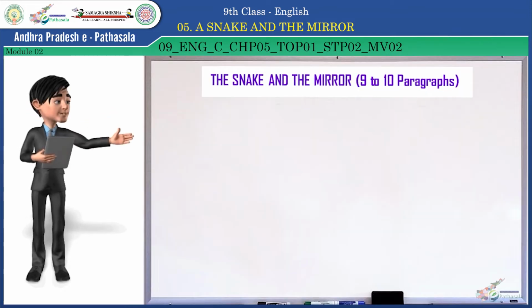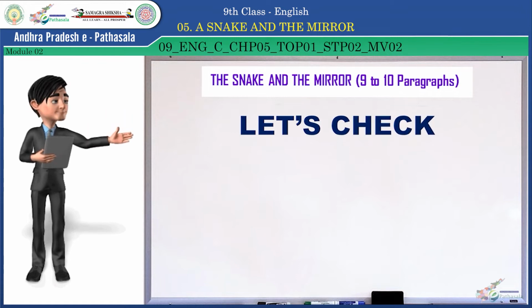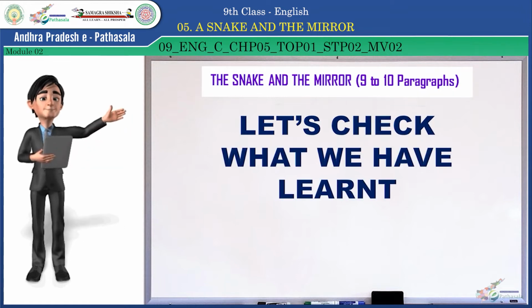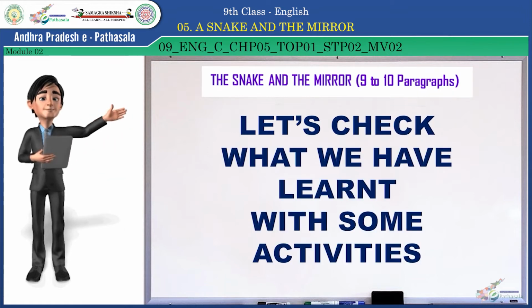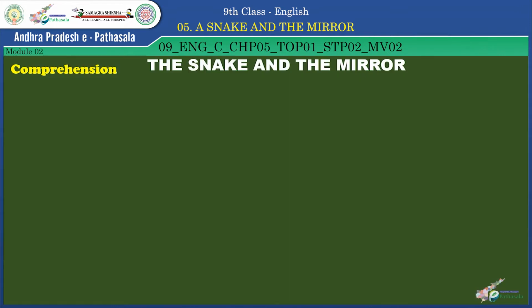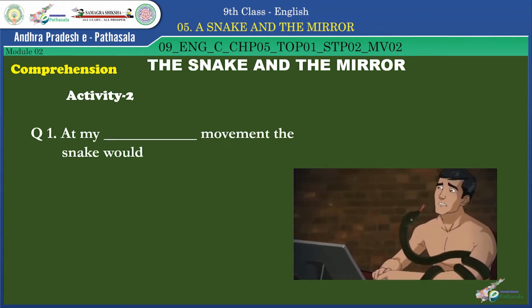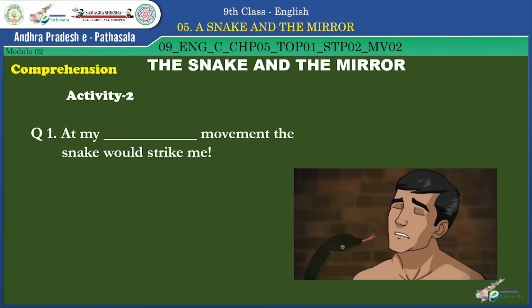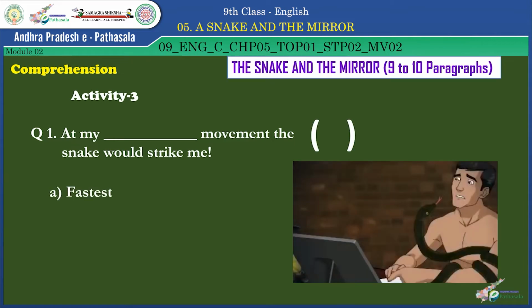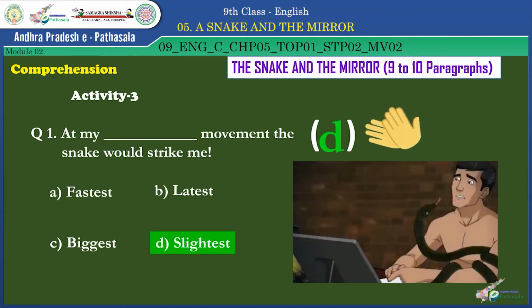My dear students, now let's check what we have learned till now with some wonderful activities. The first question under this activity 2 is, "At my slightest movement, the snake would strike me." The options are A. Fastest, B. Latest, C. Biggest, D. Slightest. Right, children, that's the right answer. D. Slightest is the right answer.